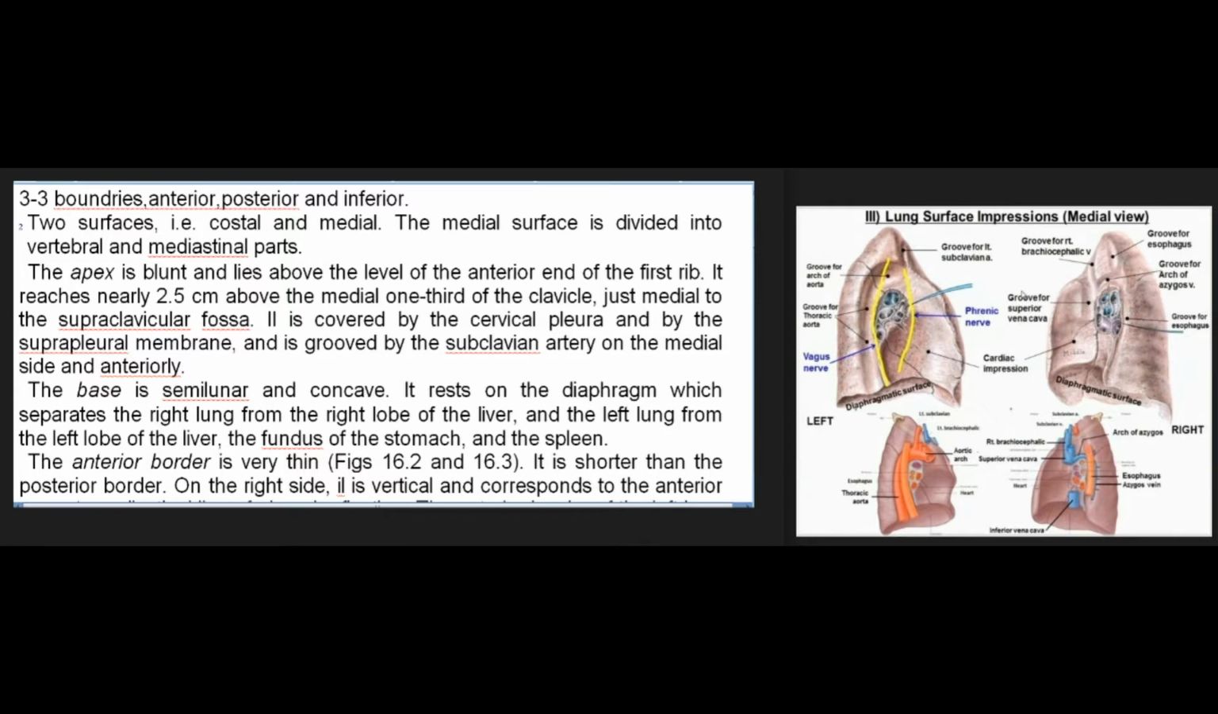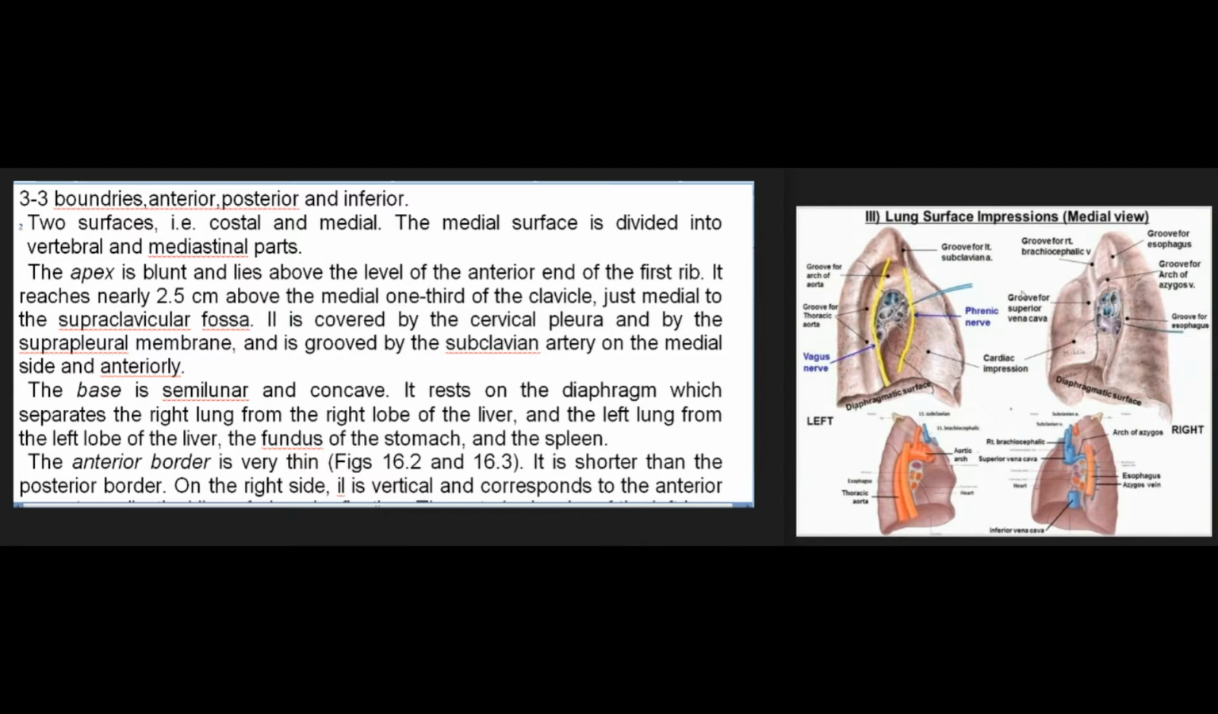The apex is blunt and lies above the level of the anterior end of the first rib. It reaches nearly 2.5 centimeters above the medial 1/3 of the clavicle, just medial to the supraclavicular fossa. It is covered by the cervical pleura and by the suprapleural membrane, and is grooved by the subclavian artery on the medial side and anteriorly.